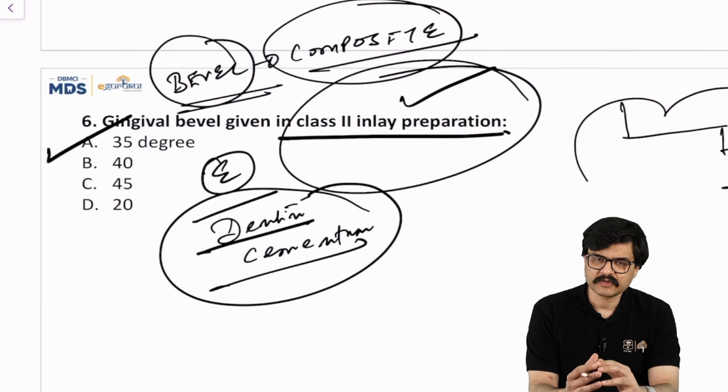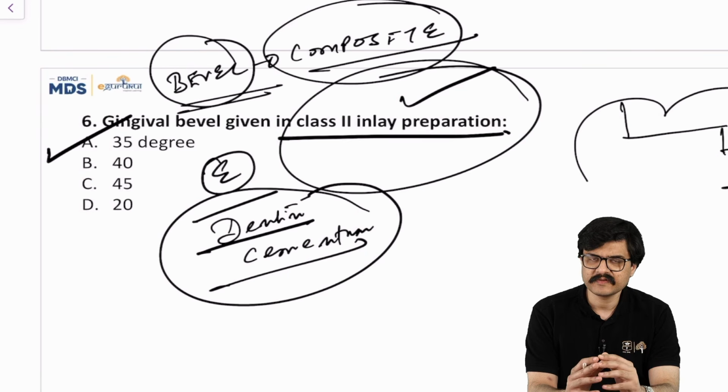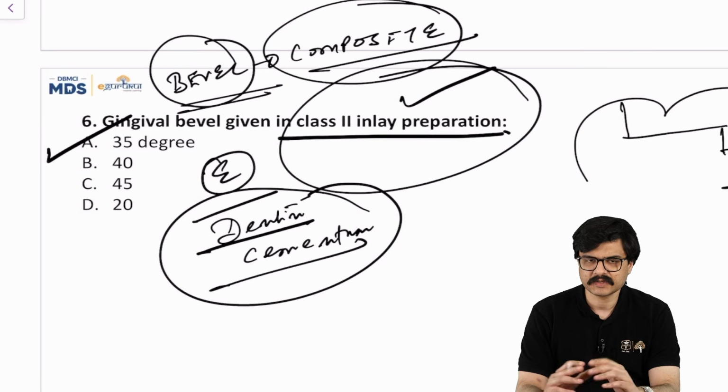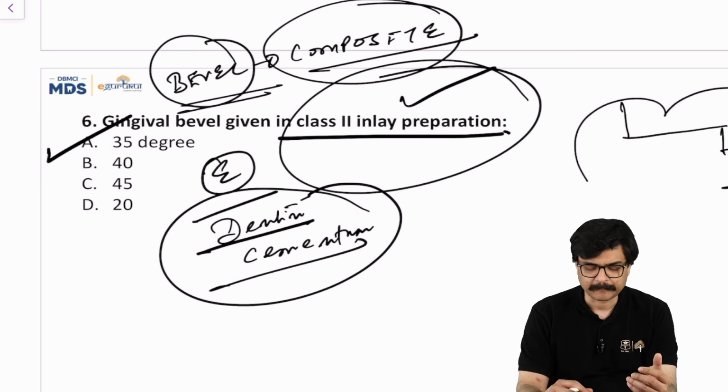The other bevels on the occlusal margins on the proximal surfaces are in the range of 30 to 40 degrees. Gingival bevel is slightly more shallow in angle. That's 30 to 35 degrees. So the best answer is 35 degrees here. If you had the option of 30 degrees, that would have been the best answer.